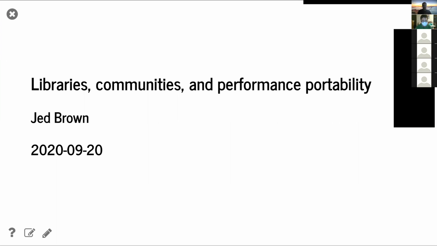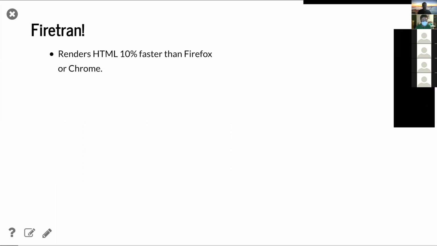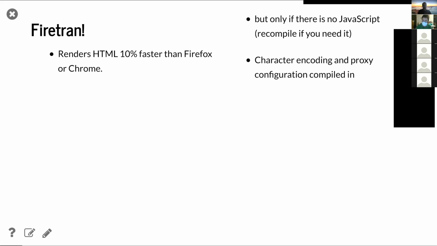To start with a kind of straw man that I threw out a few years ago. So I've got a browser. It's called Firetran. It's super fast. It renders pages 10% faster than Firefox or Chrome. And 10% is a big deal because those packages have put a lot of effort into fast rendering, but only if there's no JavaScript. And if you need JavaScript, you have to recompile. Not a big deal, right?